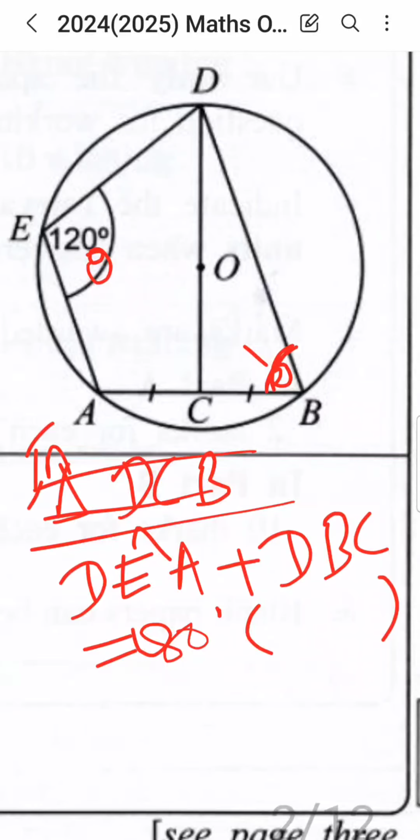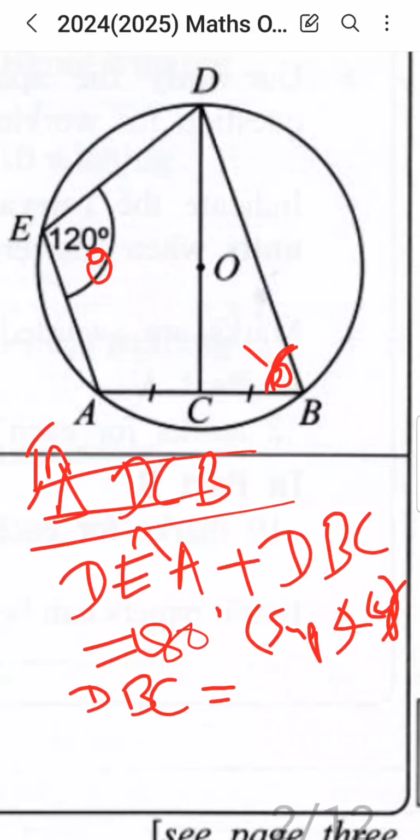What will you write in the brackets? Cyclic quadrilateral. It means the supplementary angles of a cyclic quadrilateral. In the bracket you write: supplementary angles in a cyclic quadrilateral. So therefore DBC equals 180 minus 120, 60 degrees. So you can get DBC as 60 degrees.